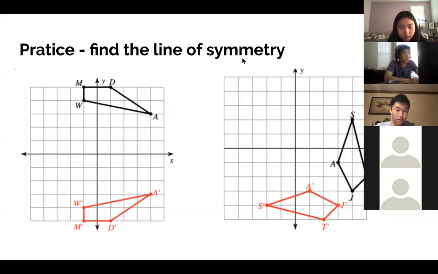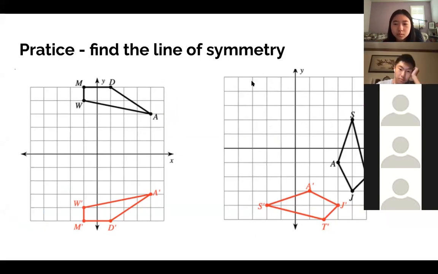For this one, you just need to find the line of symmetry. Alex, do you want to show an example of how to do it for the first one only? All right, I'll go over the first one.